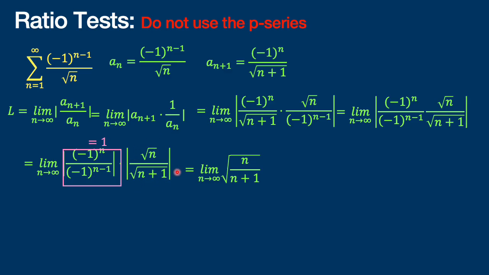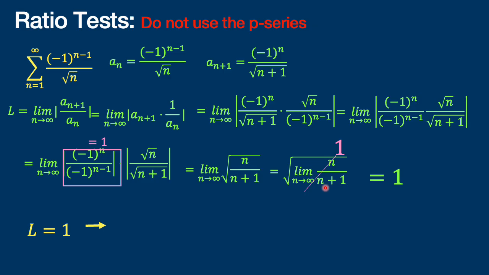So what is this one going to be? Put together under one square root, that's square root of n over n+1. The limit goes inside the square root, and then we find the limit of n over n+1. This limit is going to be 1 by L'Hopital's rule. Square root of 1 is 1, which means the L value is 1.